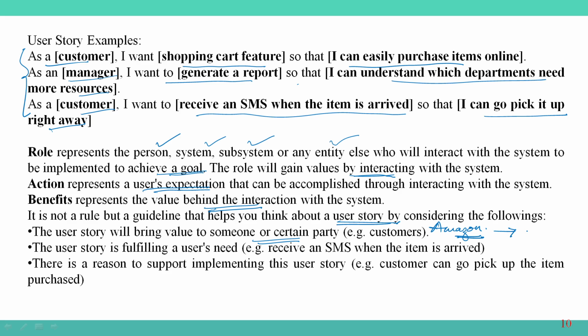The user story is fulfilling a user's need. For example, I am trying to purchase something from Amazon, and I am getting the features for ordering such things, and finally I am getting a message that your order is received and your item will be arriving today, it is in transit, etc. So we are kept updated with the information. That is another example. This is a reason to support implementing this user story. Why do we want to use this story?